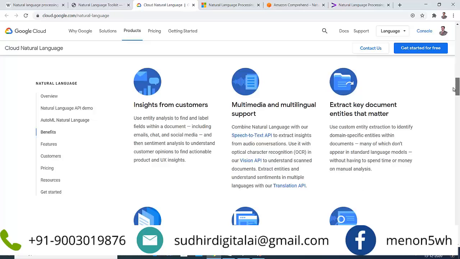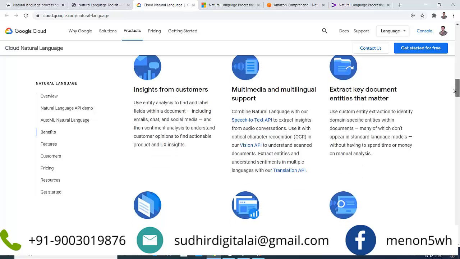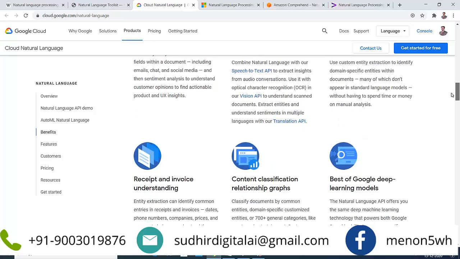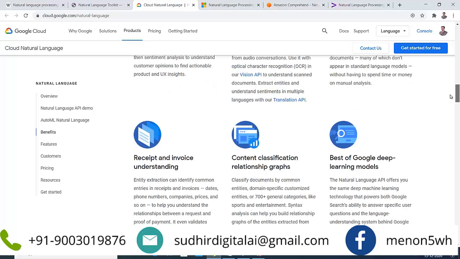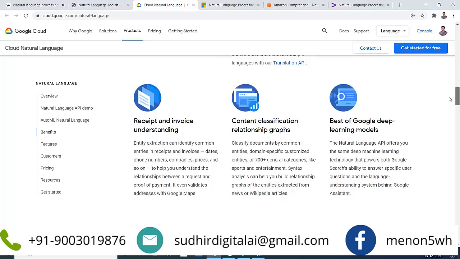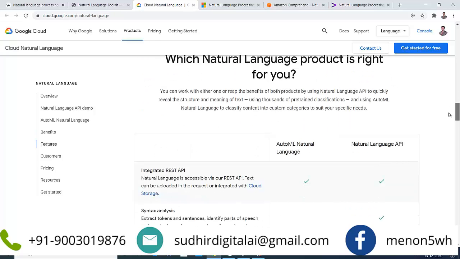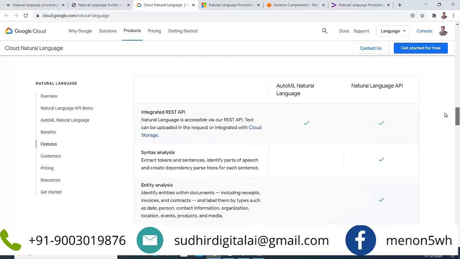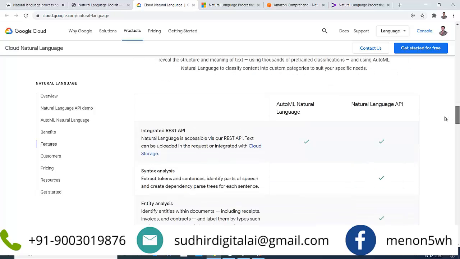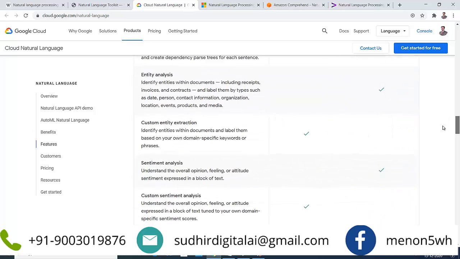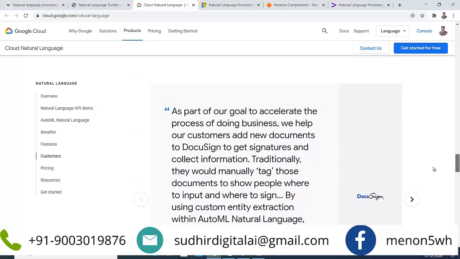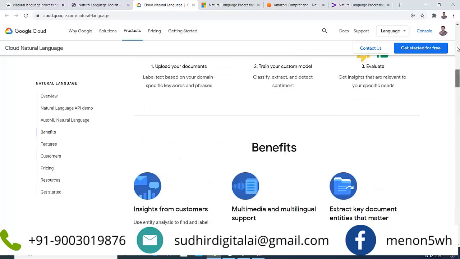Benefits are that it gets insight from customer data, with multimedia and multilingual support. You can extract key document entities, receipt and invoice understanding, content classification, graphs, the best of Google's deep learning models. So here there's a comparison about which NLP is better in Google. I'm leaving this for you to go through. There are some customers who are using it, and there's also some video there.